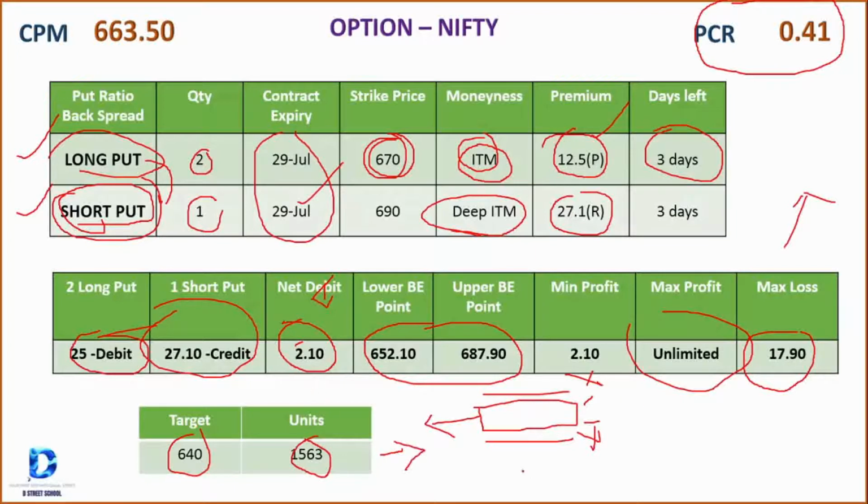If you make 1 rupee profit in premium, you are making 1,563. I'll give you an example. If the net credit is 2.10, your profit would be 2.10 into 1,563. This is your maximum profit if the market goes against your prediction. I hope you understand this concept. Okay, so let's go deeper.